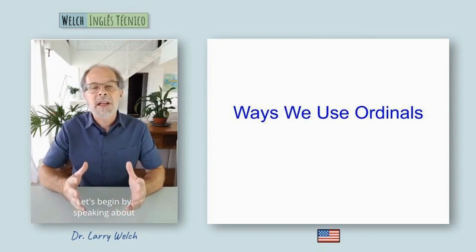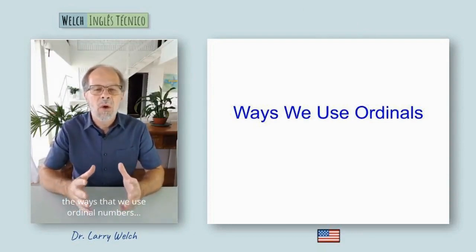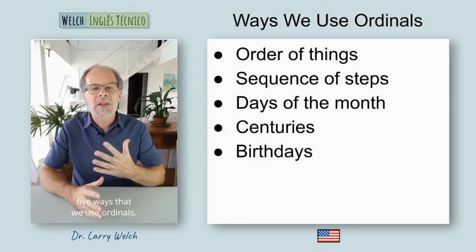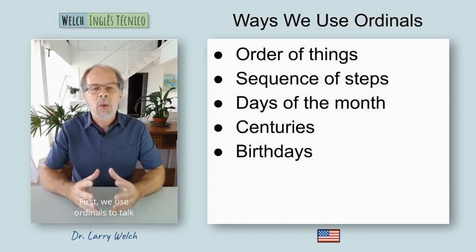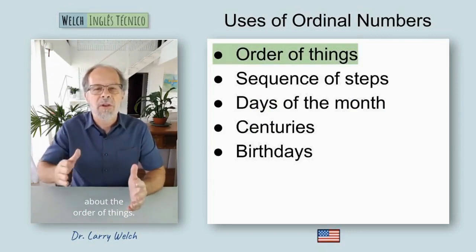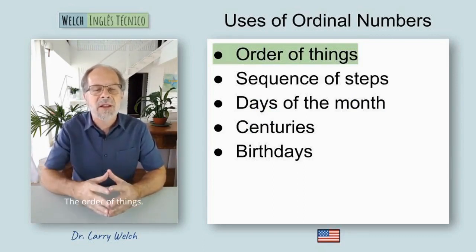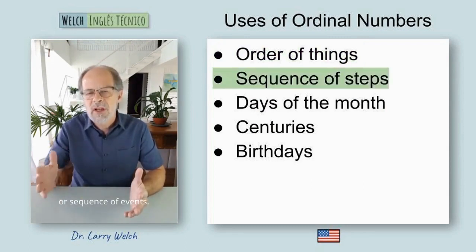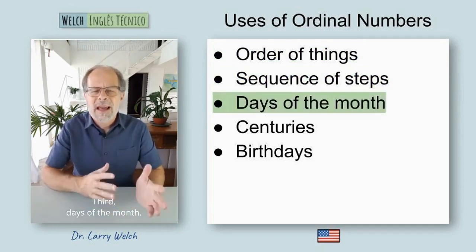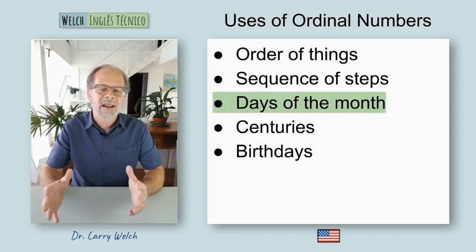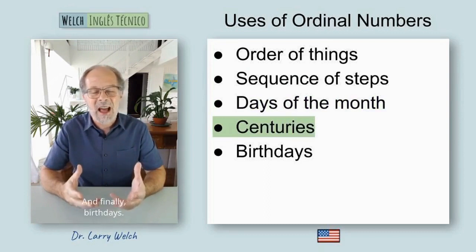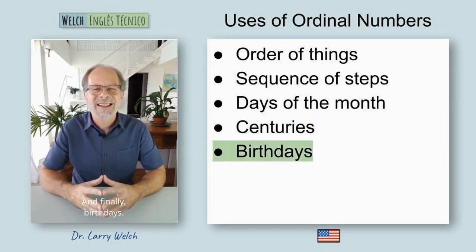Let's begin by speaking about the ways that we use ordinal numbers, ordinals, in English. Today we'll talk about 5 ways that we use ordinals. First, we use ordinals to talk about the order of things. Second, the sequence of steps or sequence of events. Third, days of the month. We also use ordinals to speak about the centuries. And finally, birthdays. So let's start talking about these 5 ways.